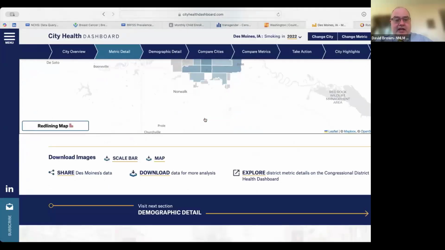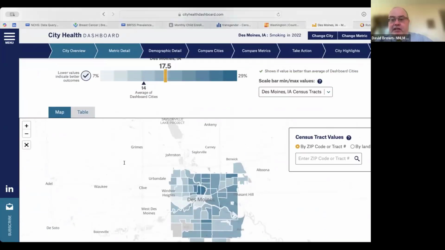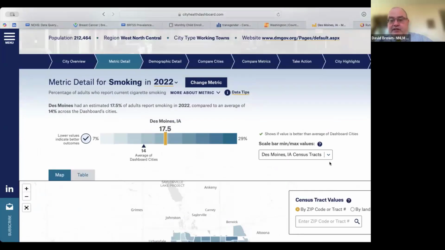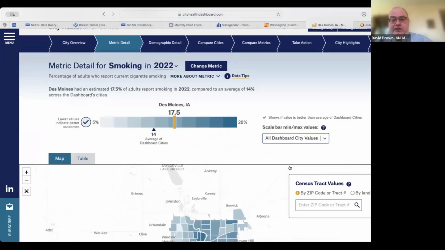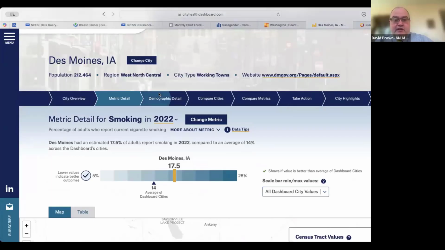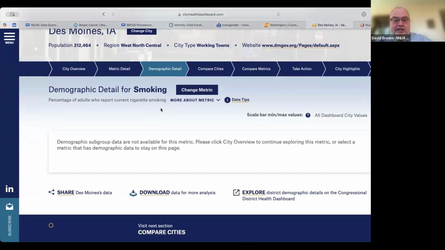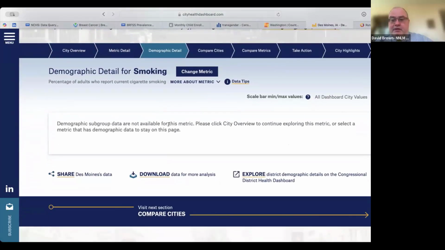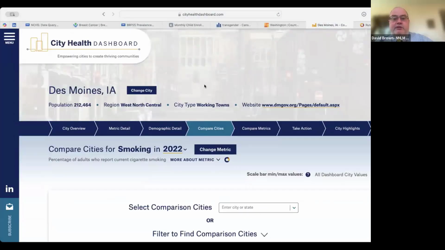We can then look at some more. You can download these maps, which is a good way of embedding and sharing them. So again, there are different ways of sharing this. You can also look at all dashboards and city values. You can look at some more details. This one doesn't have it. You can also compare cities.